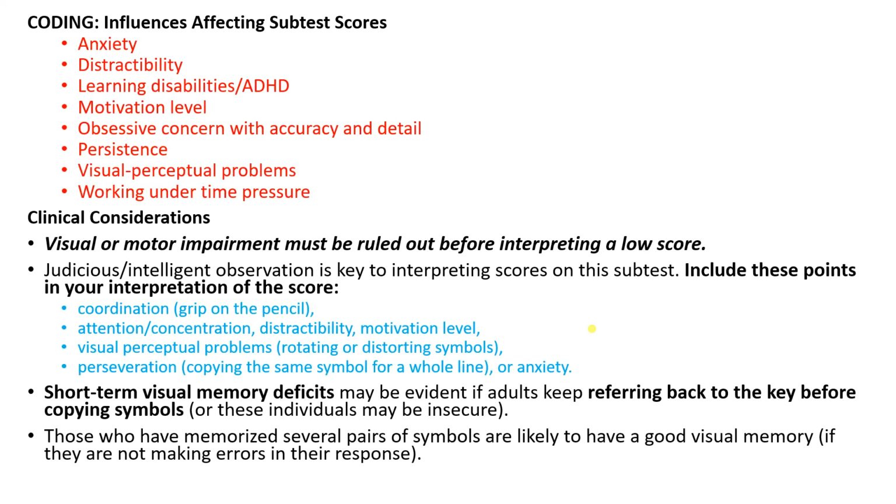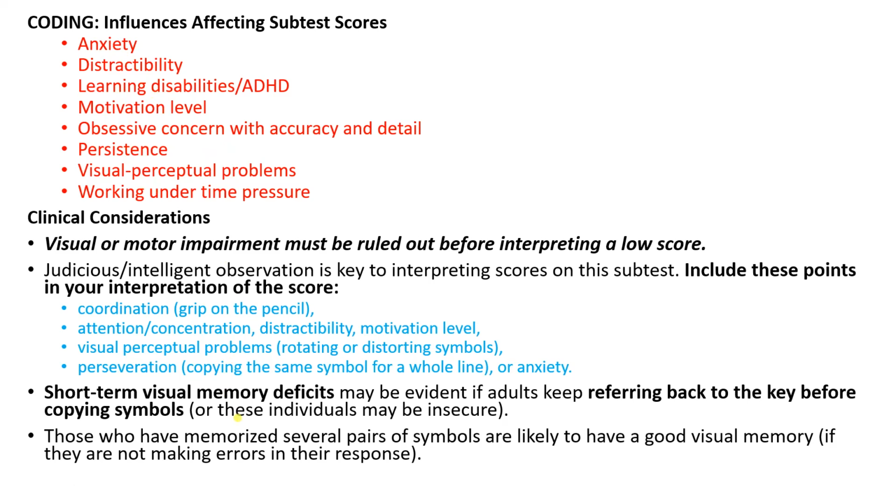And the few points that should be taken into account in interpreting this score include the coordination, that is the grip on the pencil. A very hard grip on the pencil may indicate some psychological issues. Similarly, attention, concentration, distractibility, motivation level, these are the factors that I mentioned. This will also be reflected in the test performance. We will have to be watchful, keen, and make note of all these things.